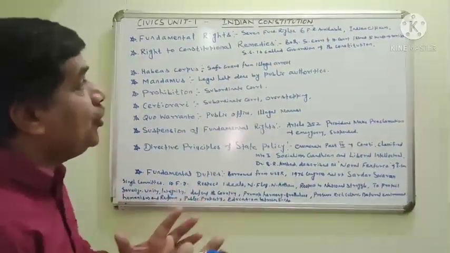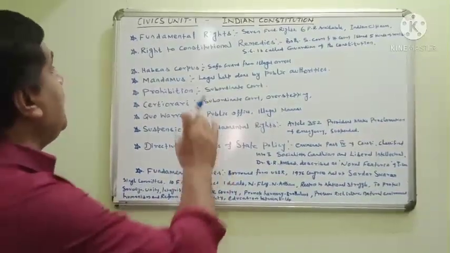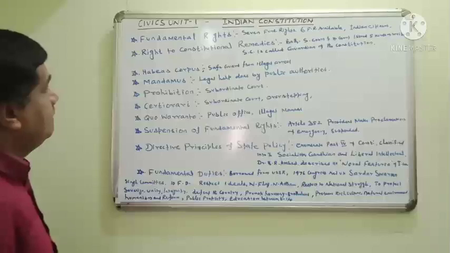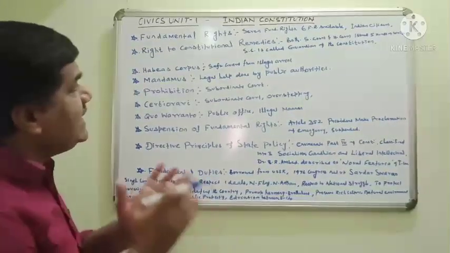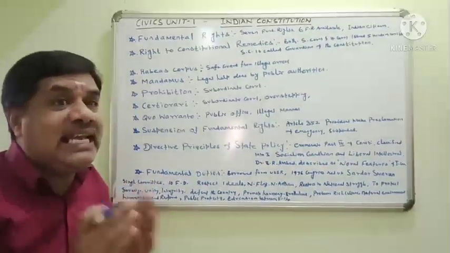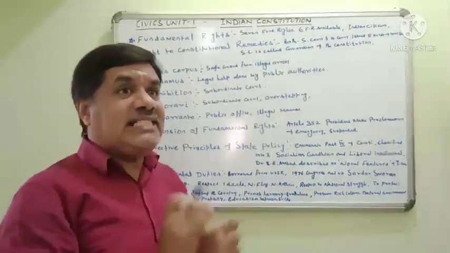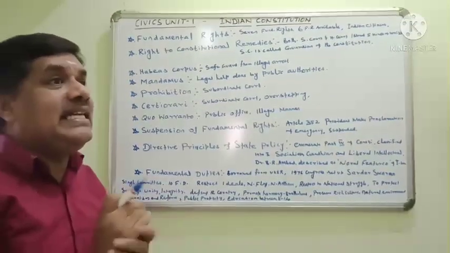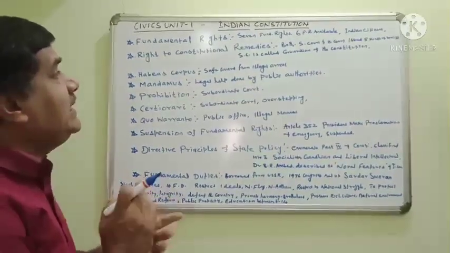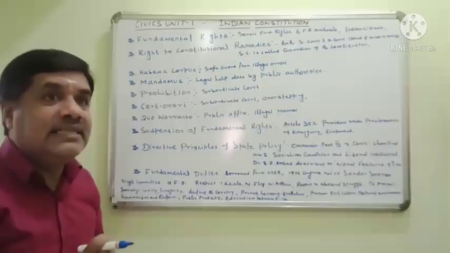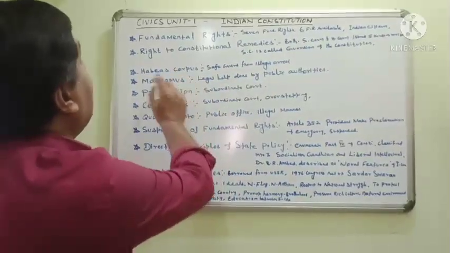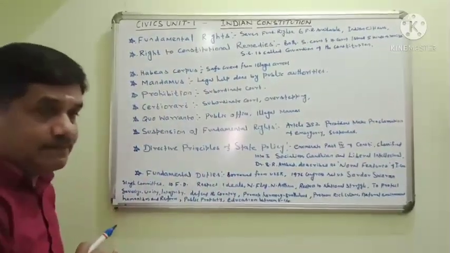Now I am going to explain the 5 writs. What are they? Habeas corpus. Habeas corpus safeguards from illegal arrest. For example, if any illegal matter exists against a citizen of India, that person is safeguarded from the illegal arrest. That is looked after by habeas corpus.